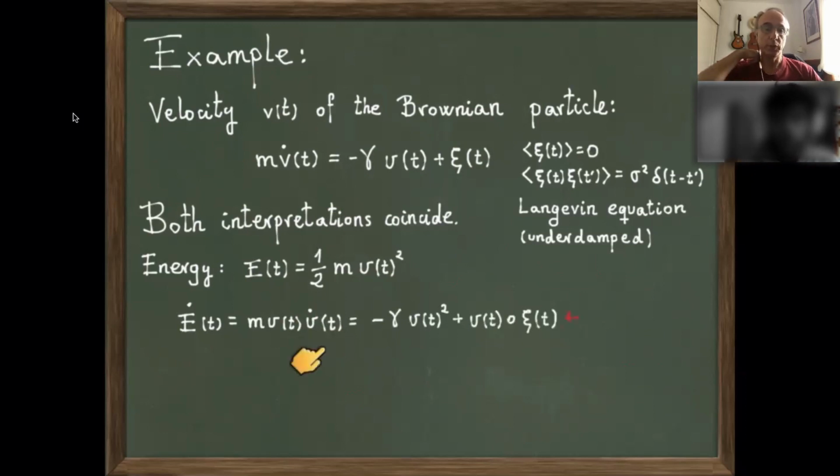If we use the standard calculus, this gives us Stratonovich. So we have minus gamma v squared; you see that m v dot, when we replace it here, gives minus gamma v squared times v. But we have to interpret this as Stratonovich. Let's try to do it with Ito now. With Ito, we have to use Ito's lemma.